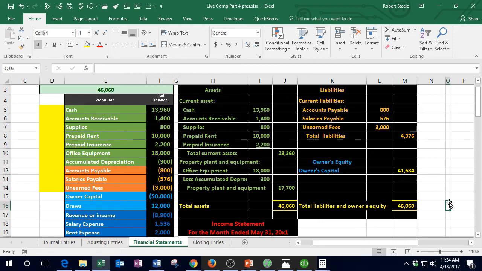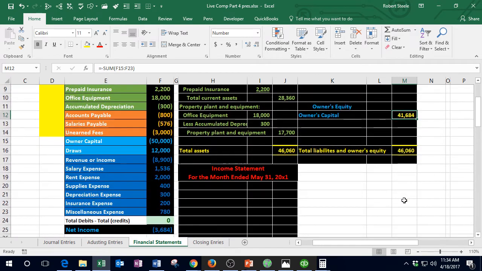So the income statement is usually going to tell the story back a month in this case, or a year, in this case a month. So we're going to say, okay, how did we get to a value of 41,684? Well, sit down, let me tell you a story of what happened last month. And we're going to start that off with the income statement.